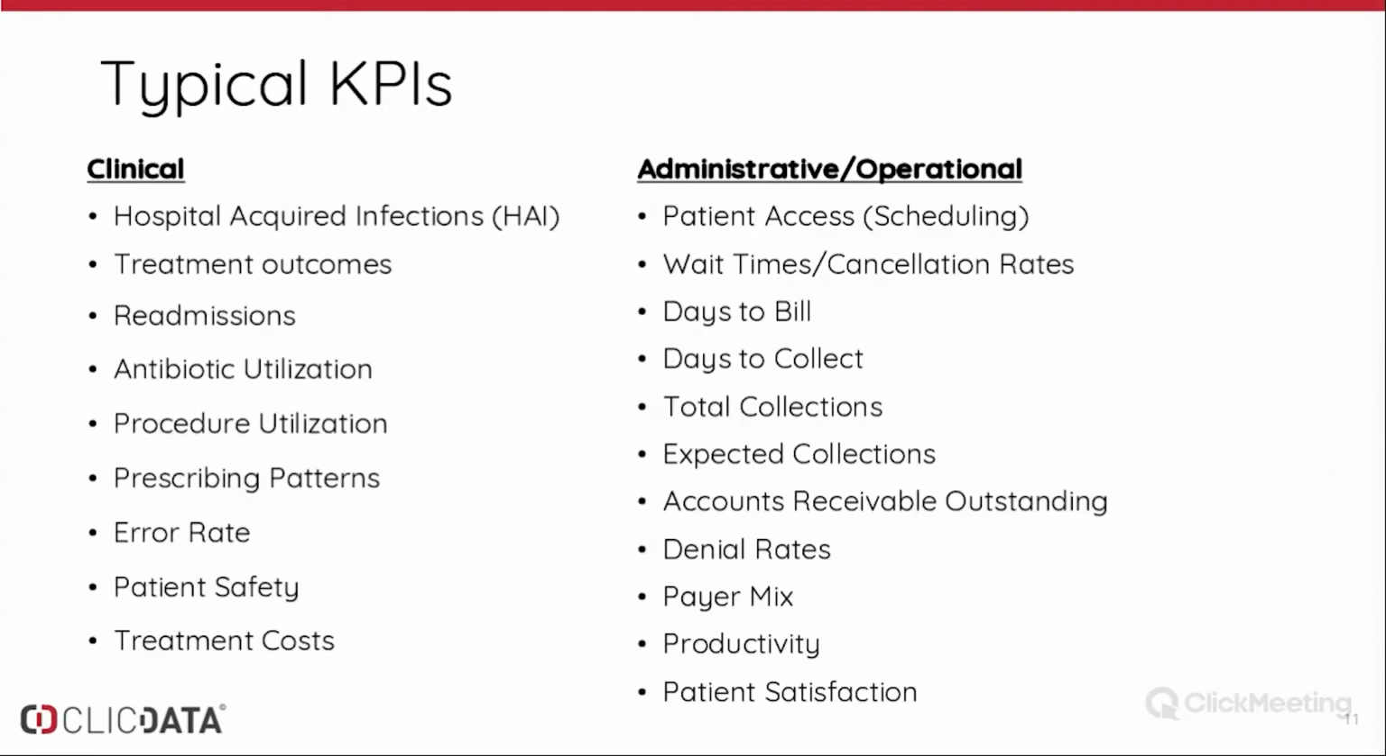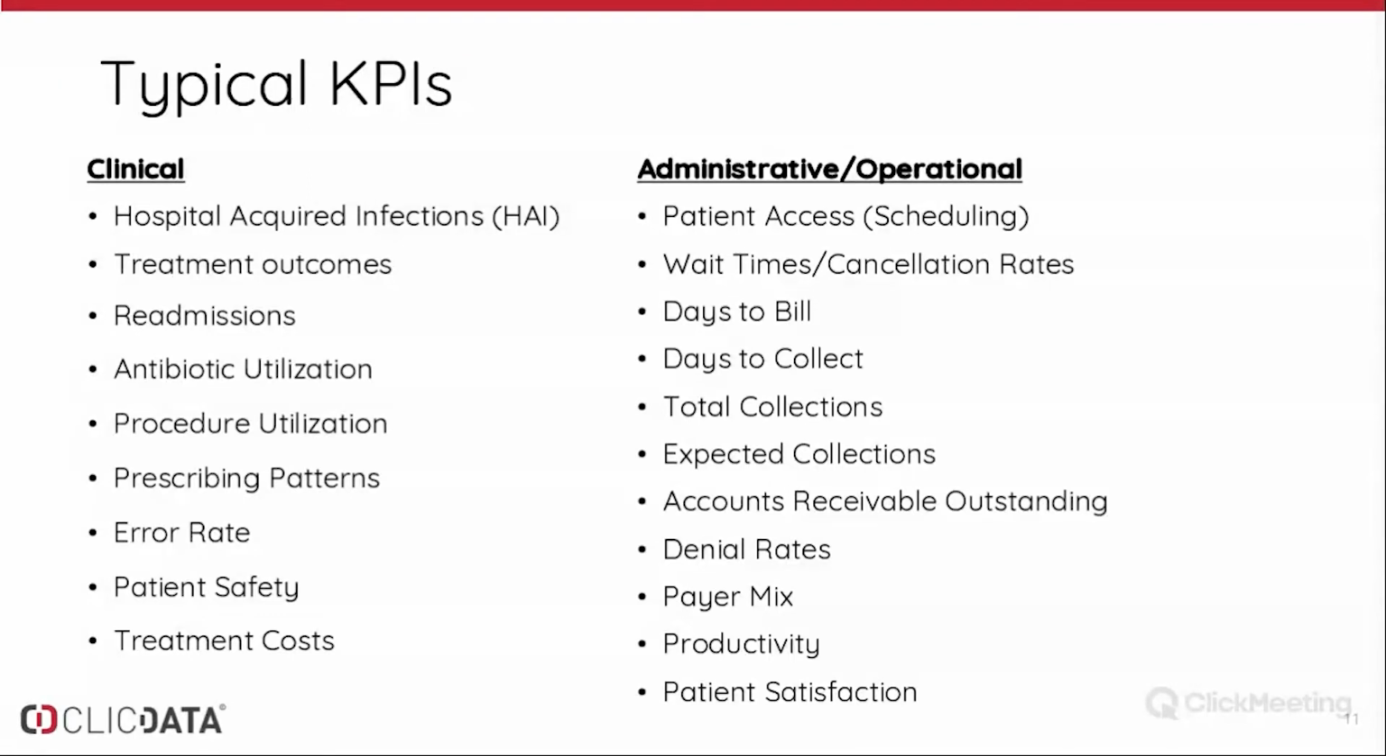When we talk about some of the typical KPIs that we should be looking at, we break those up into clinical and administrative and operational. Some of the typical clinical ones that may apply across countries are hospital acquired infections, readmissions, prescribing patterns, certain procedure utilization and antibiotic utilization, and patient safety, which has become a big one with COVID, looking at whether patient safety has improved or decreased since COVID came about.